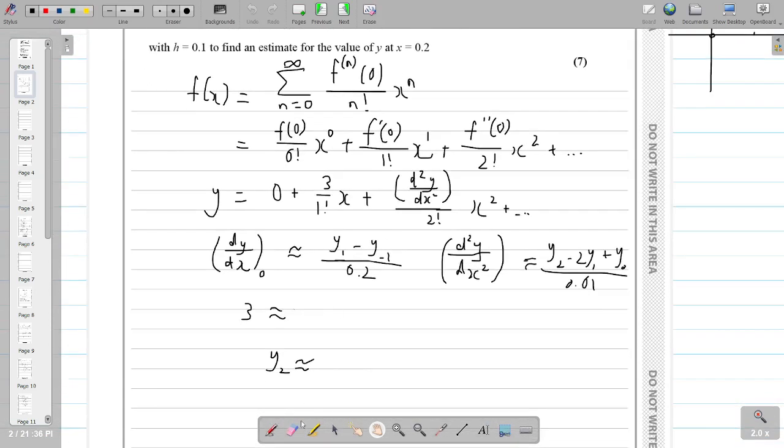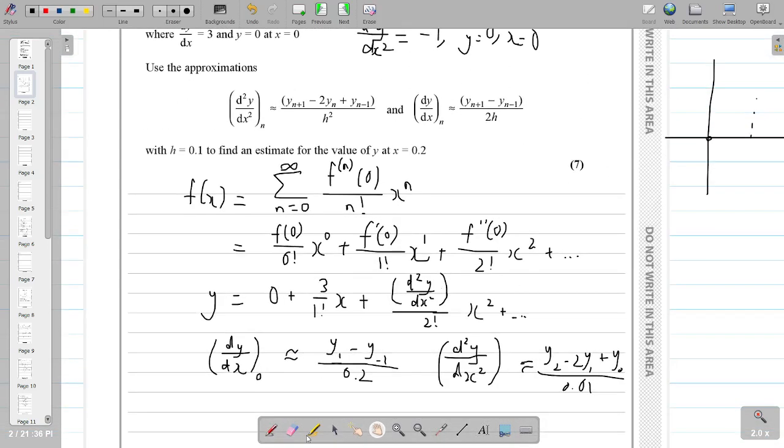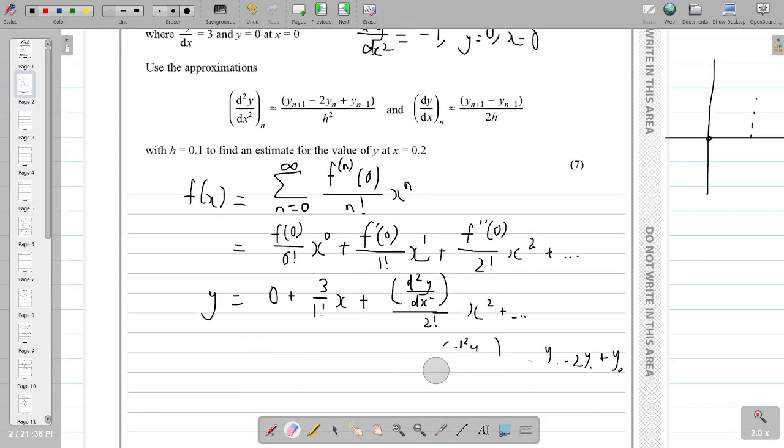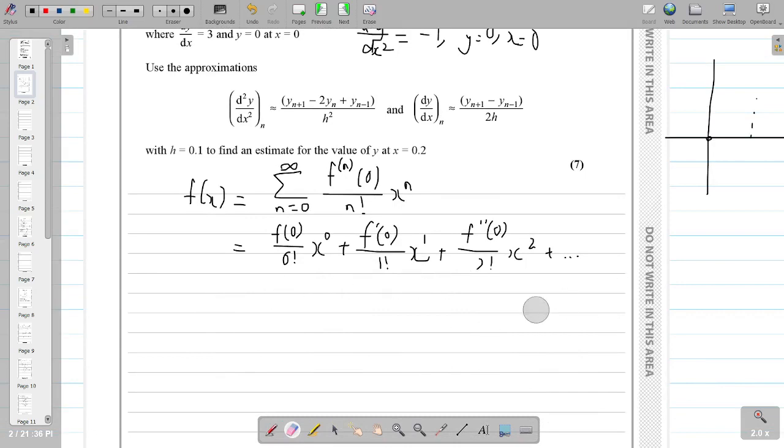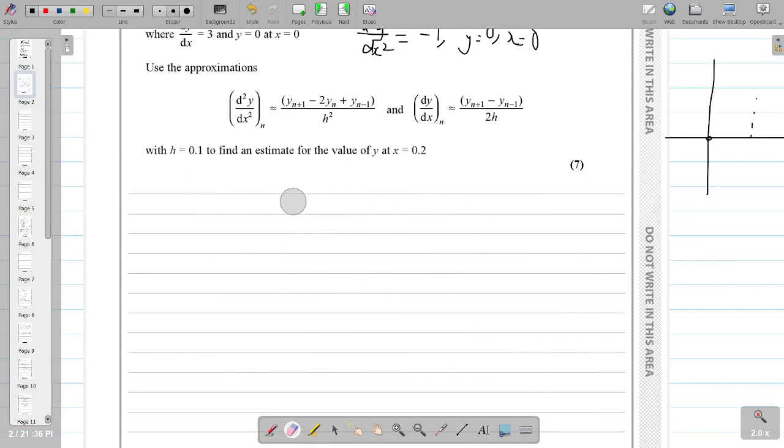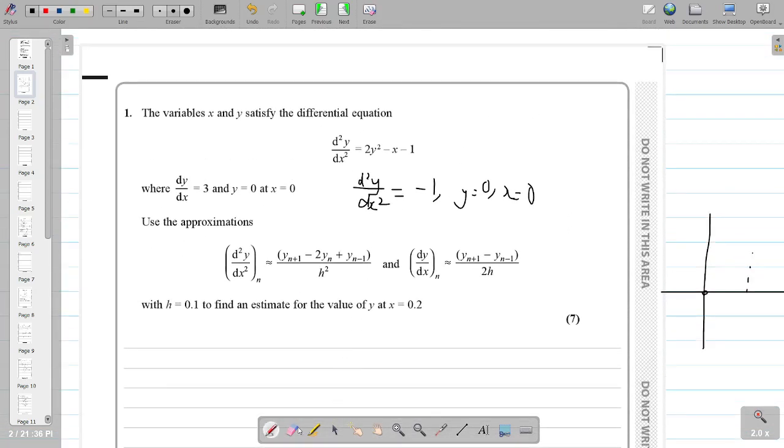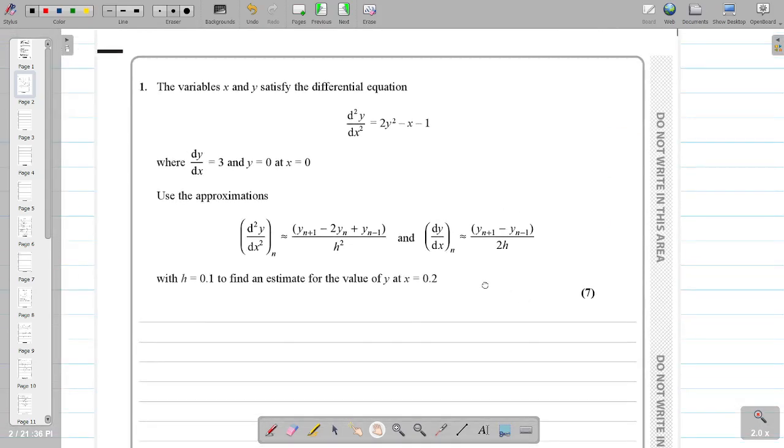Okay, so let's rethink this, because if they gave me approximations for these, I'm assuming I don't actually need to use the Maclaurin series formula. If that's the case, that would be a completely different method, and I wouldn't even need to use this method in the first place, right? Because if they gave me approximation formulas for these two, I probably wouldn't need to look for the Maclaurin series expansion of that.